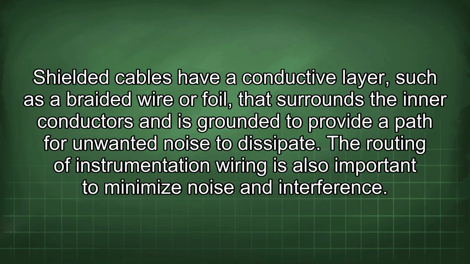Shielded cables have a conductive layer, such as a braided wire or foil, that surrounds the inner conductors and is grounded to provide a path for unwanted noise to dissipate. The routing of instrumentation wiring is also important to minimize noise and interference.